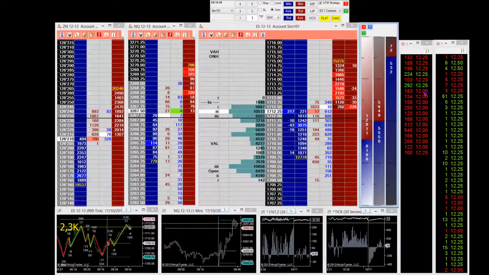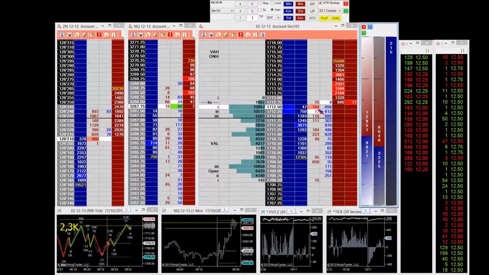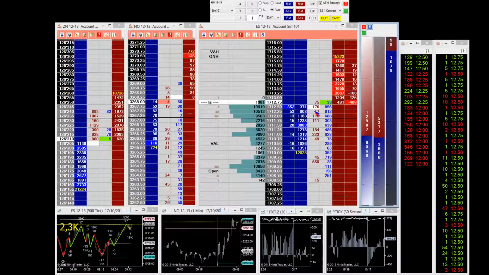Now, somebody asked about the 2 center columns.